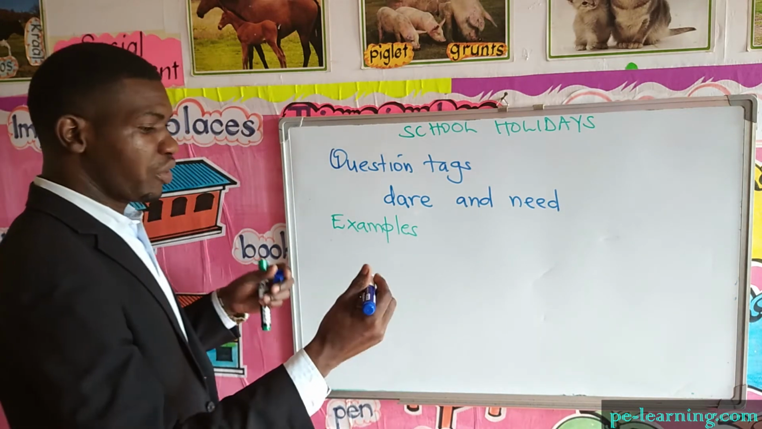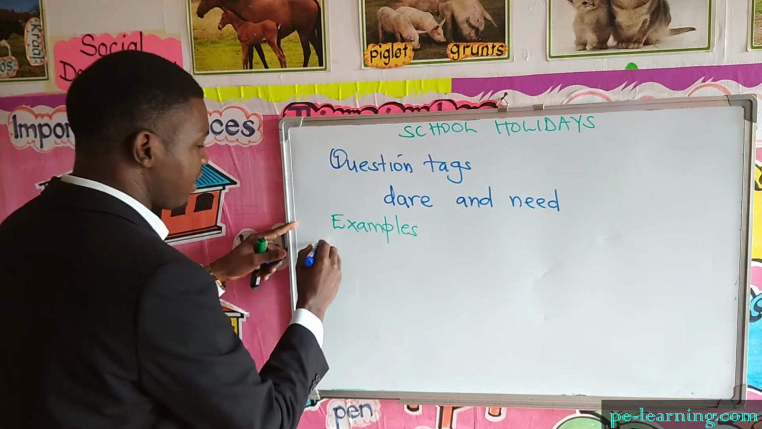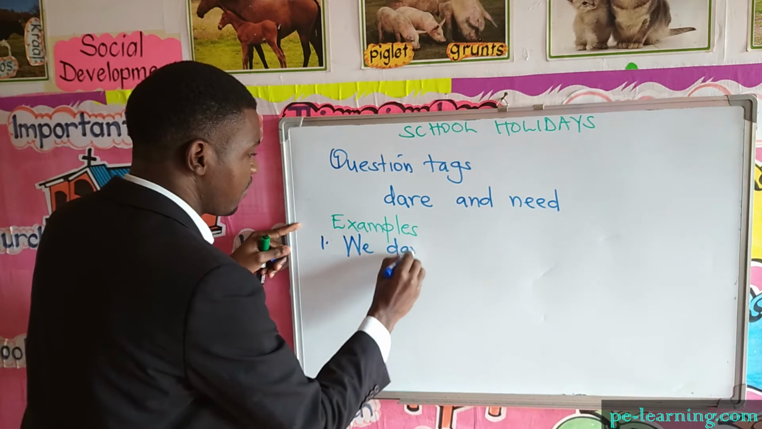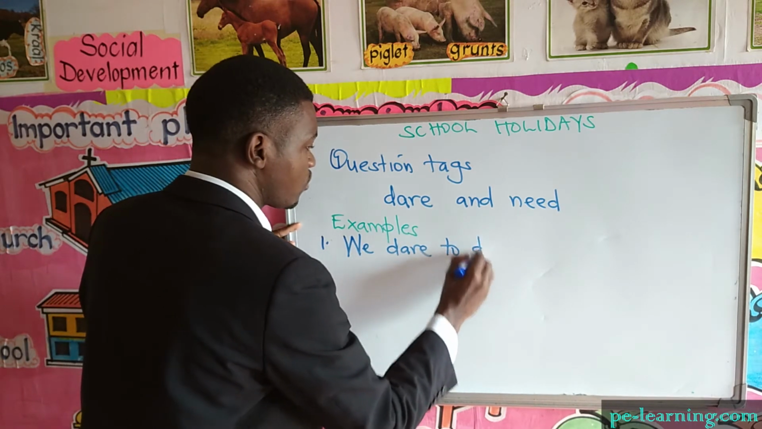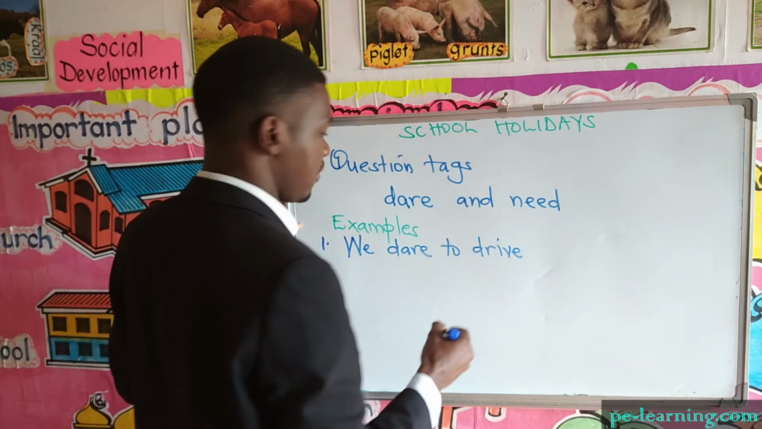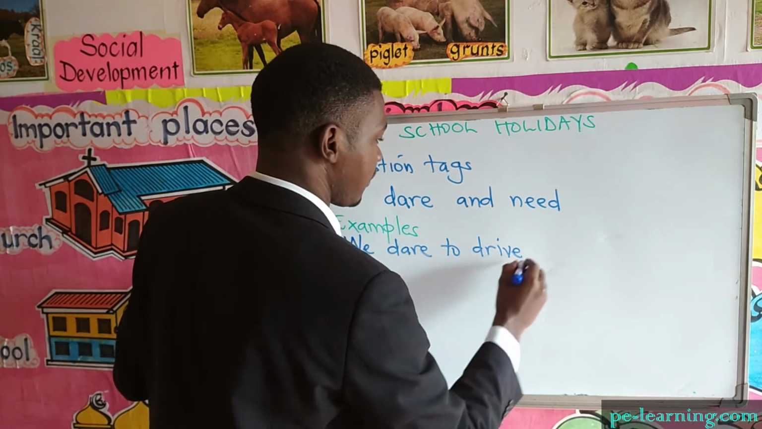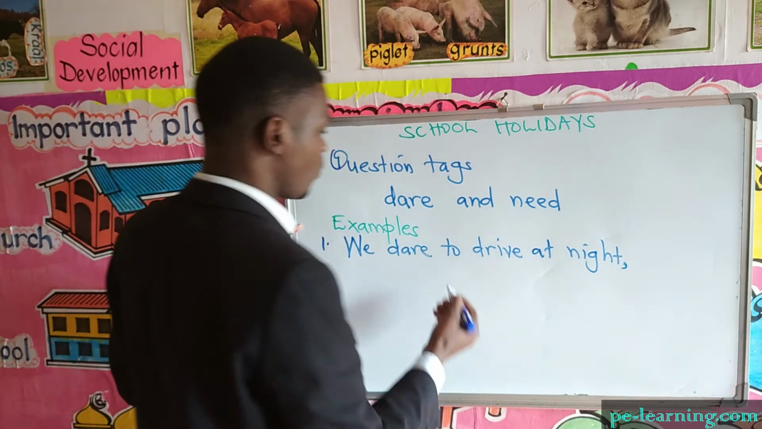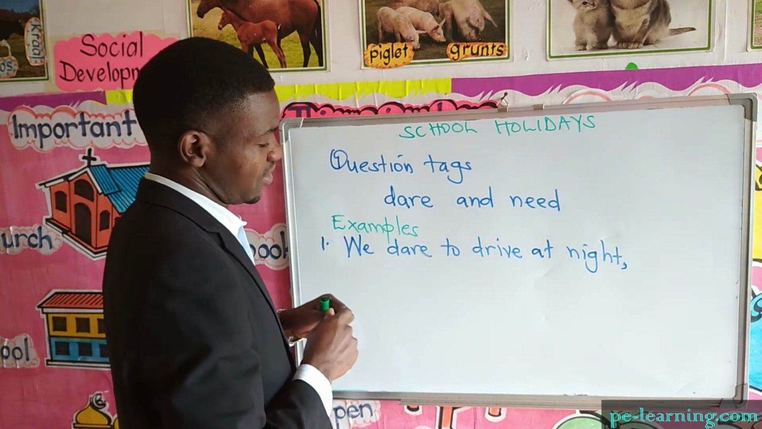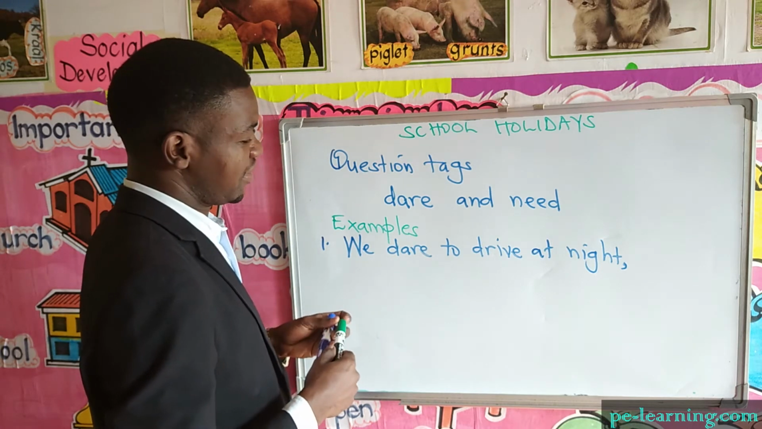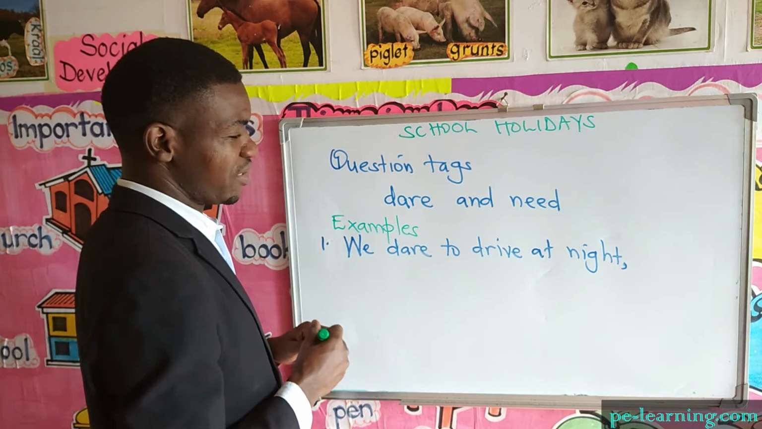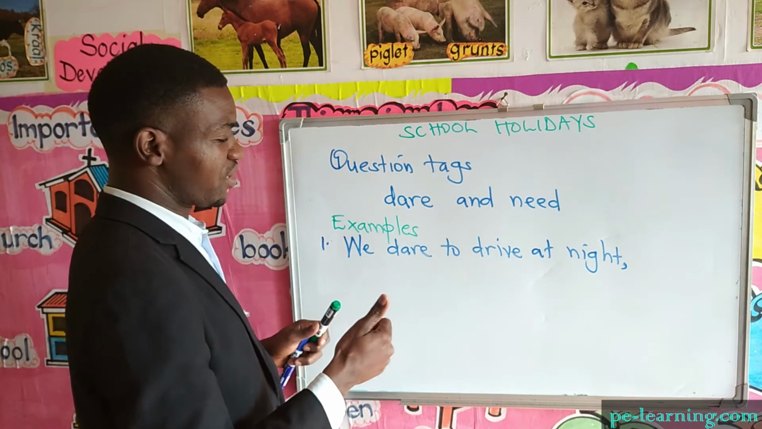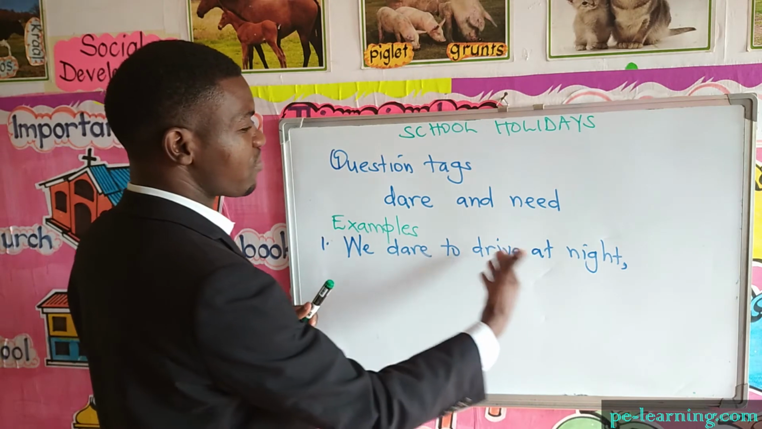Okay. Now we're looking at the examples using dare. Example number 1: We dare to drive at night. This word dare means something that you do with kind of bravery, something that someone would think is very hard to do, and then someone takes on the courage to do it. That's what the word dare means. So we dare to drive at night.